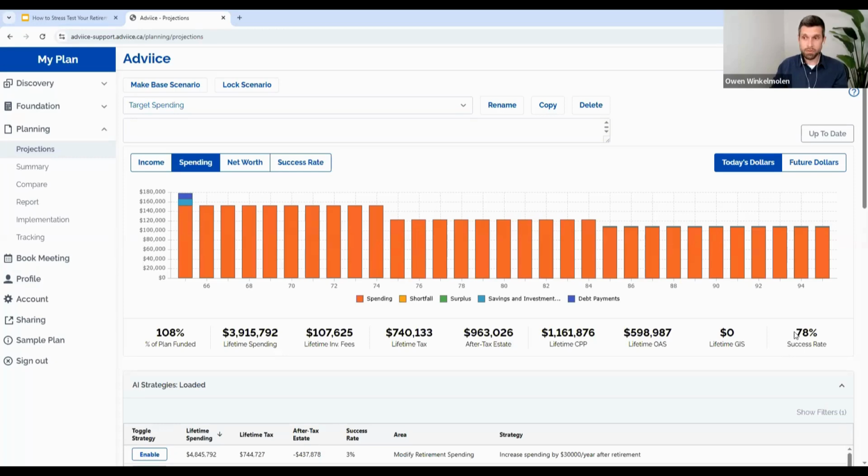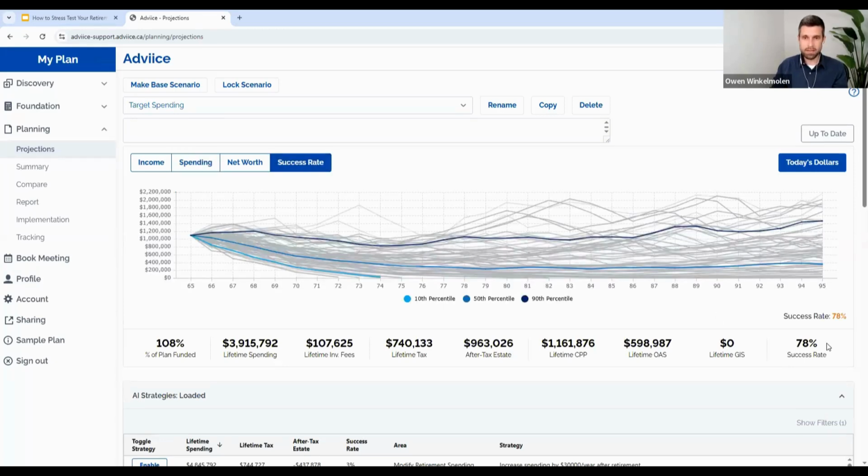Maybe they're uncomfortable with a 78% success rate. Maybe they're looking at these lower lines. They're looking at that higher spending in early retirement, and they're saying, oh shoot, even a 10% chance, I'm not comfortable with running out by age 74. So what can I do here to make this plan more successful? In those worst case scenarios, we're talking about 22% of the time, 1 in 5 historical periods.